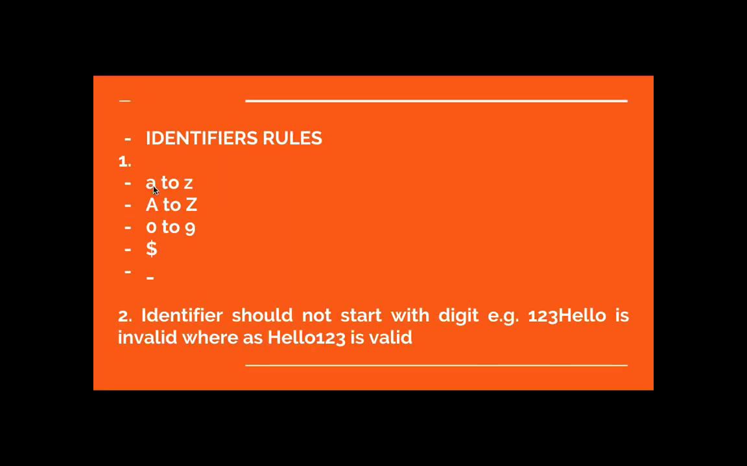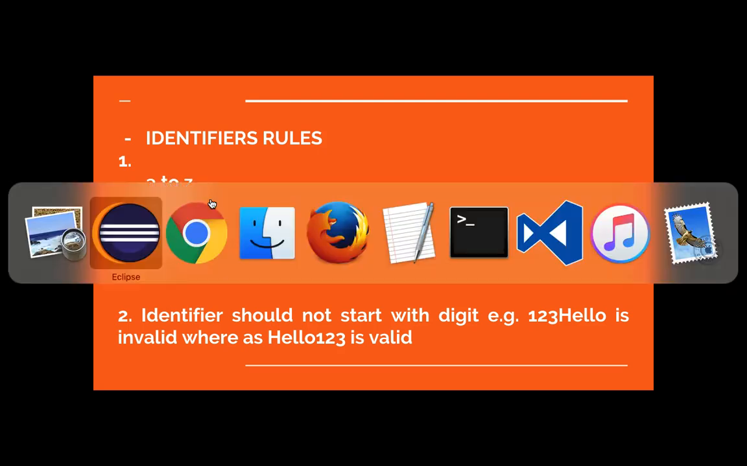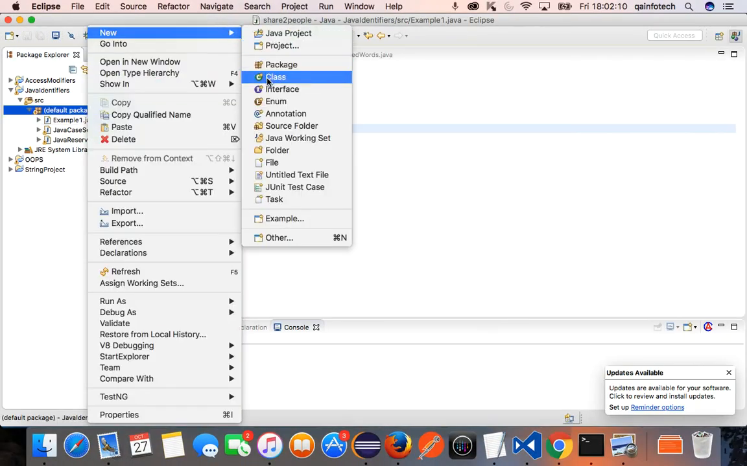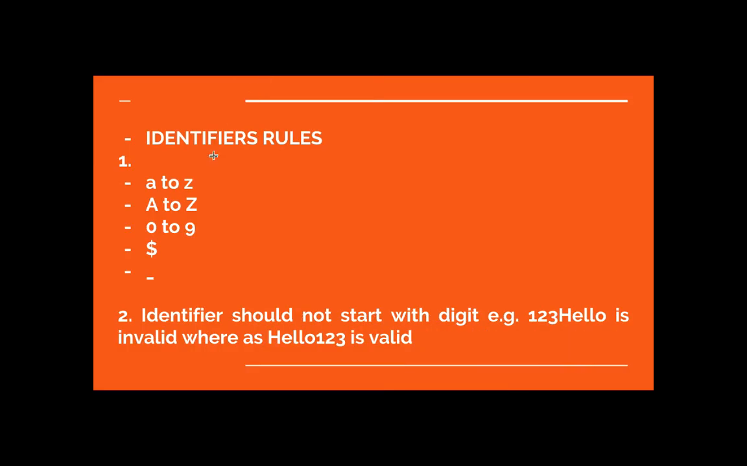So the first rule is, these are the things by which we can actually write any identifier name. The name should be small a to z, capital A to Z, 0 to 9 integer, dollar, and underscore. Only this is the scope of the identifiers. So let's see that as an example. Suppose I want to create a new class here.